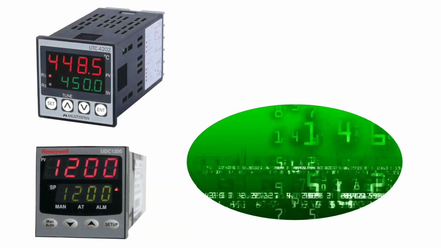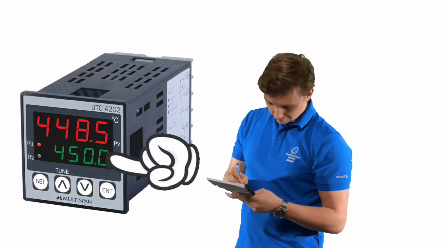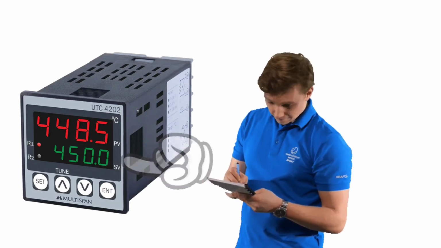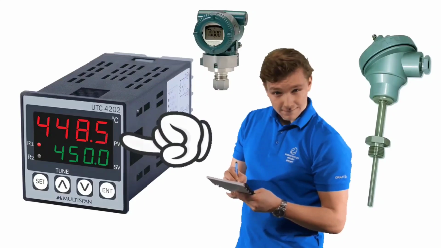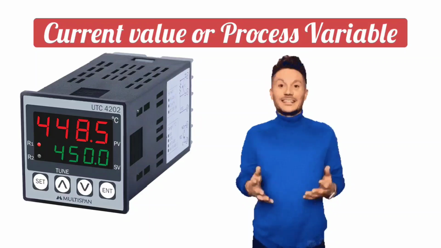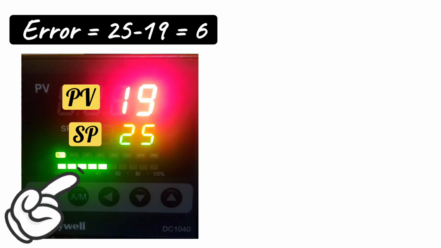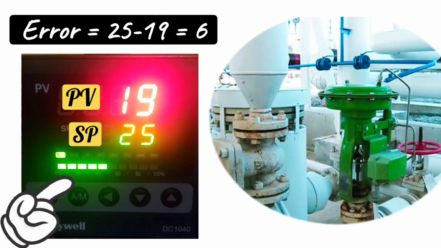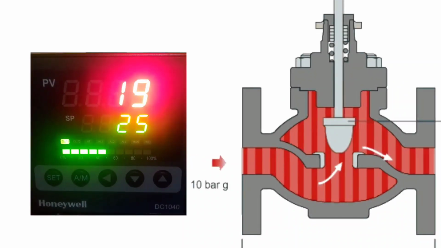Error signal is the difference between the desired set point and the actual value. The desired set point is set in the PID controller, and the actual value is a signal measured by a sensor. This actual value is also called the current value or process variable. To minimize the error signal, the output signal of the PID controller is sent to a control valve, opening or closing it. The control valve maintains that parameter.